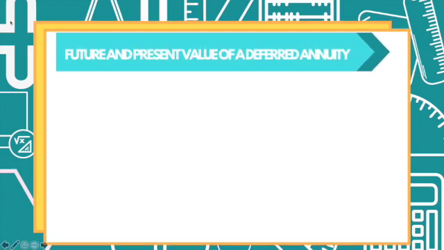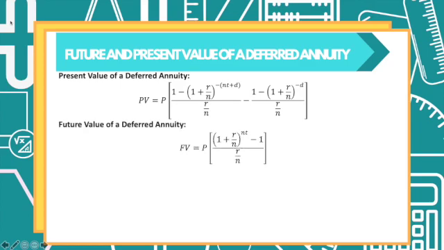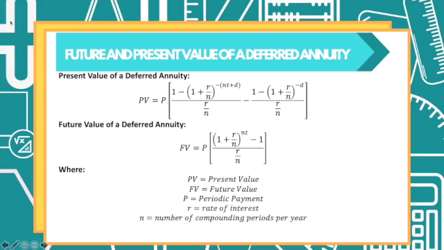So to compute for the future and present value of a deferred annuity, we use this formula. In these formulas, PV is the present value, FV is the future value, P is the periodic payment, R is the rate of interest, N is the number of compounding periods per year, T is the time in years, and D is the number of deferred payments, the number of periods that he or she will not yet pay before the start of the first payment. So let's have an example.